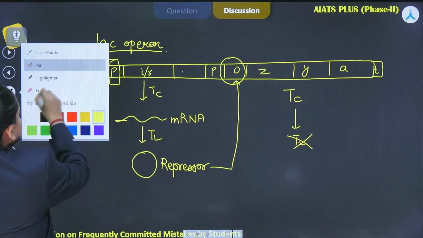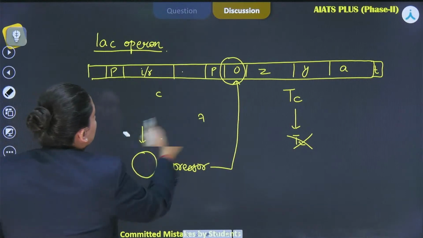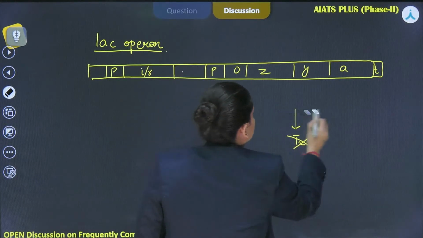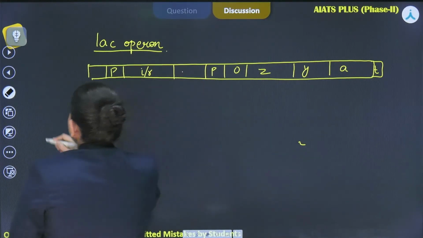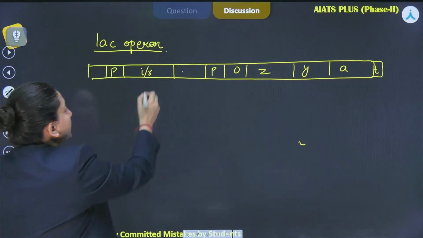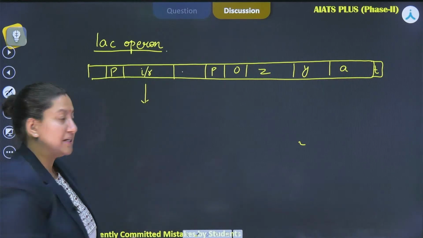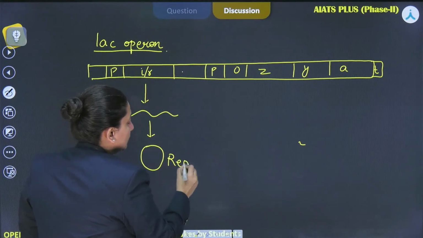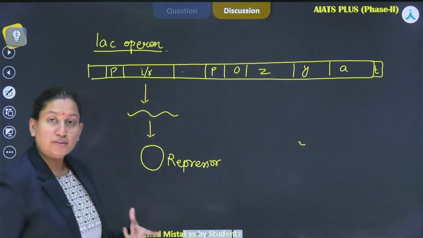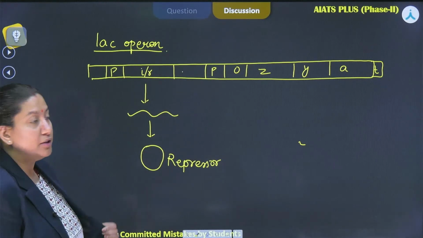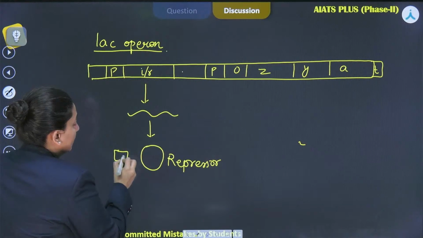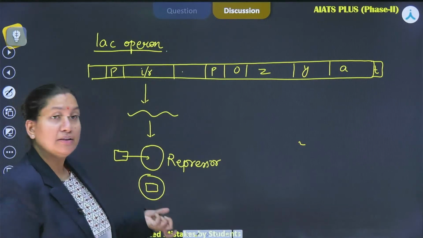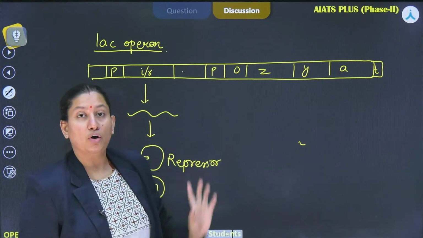Now we are considering that the lactose is present in the system, right? So if lactose is present in the system, in that particular case, again this particular gene is going to express itself and form the repressor protein, right? But now because lactose is present inside the medium and can enter into the cell, this lactose is going to bind to the repressor and cause a conformational change in the repressor in a way that it won't be able to bind now to the operator, right?